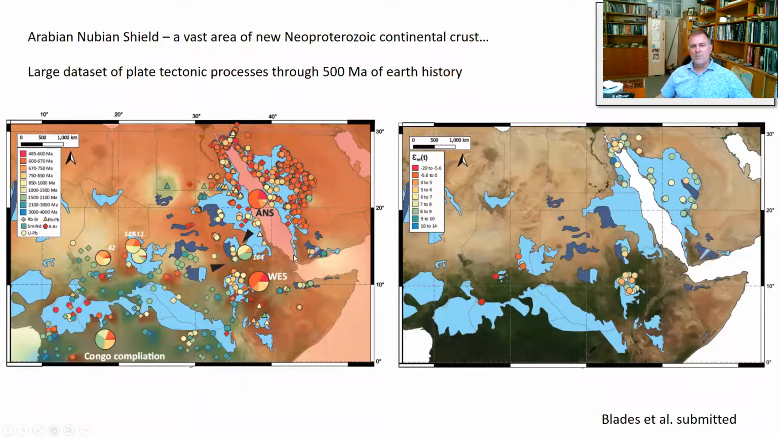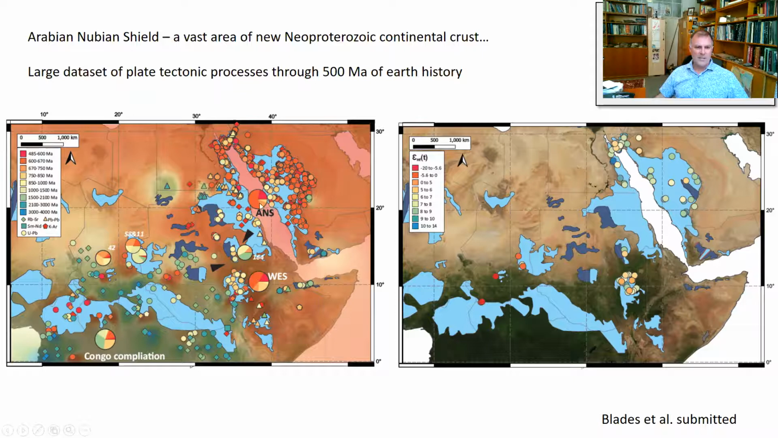Just to emphasize the importance of this, here are some figures that Morgan Blades put together quite recently. Just to show in color here, all these are ages of various systems. The circle is the uranium-lead, but it's got lots of different isotopic systems here. And you can really pick out how young, or in the Neoproterozoic, the Arabian-Nubian Shield is, which is this area.